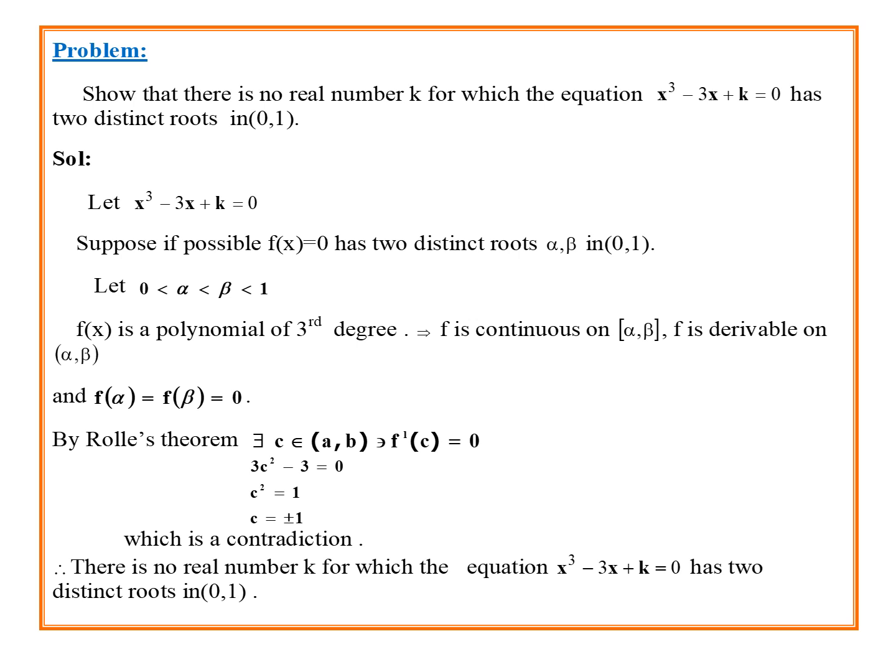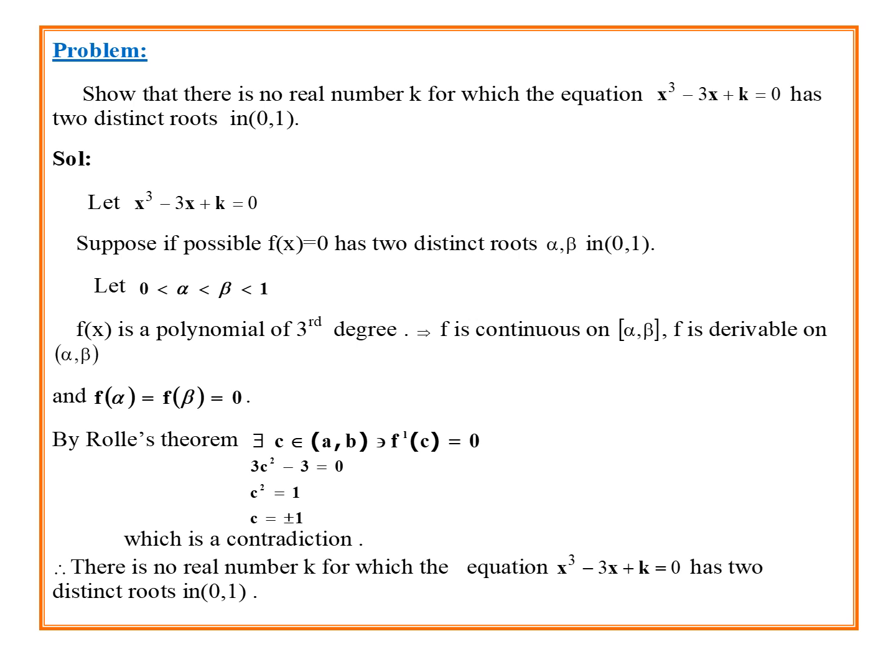The next problem on Rolle's theorem. What is the given problem? Show that there is no real number k for which the equation x cube minus 3x plus k is equal to 0 has two distinct roots in the open interval (0, 1). Solution. The given equation is x cube minus 3x plus k equals 0.